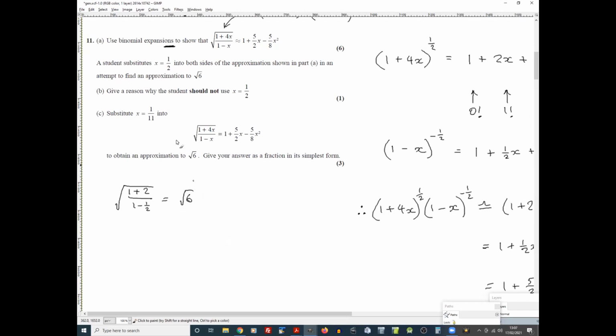Yeah. So you can see how the student would have thought, fine, I'll use x equals a half. I'll put x equals a half into these values of x, and then I'll get an approximation. Incidentally, what would they get? They probably get a too big value, or too small. I don't know. I'll try to. So you get 1 plus 5 halves of a half, which is what? 5/4. Minus.